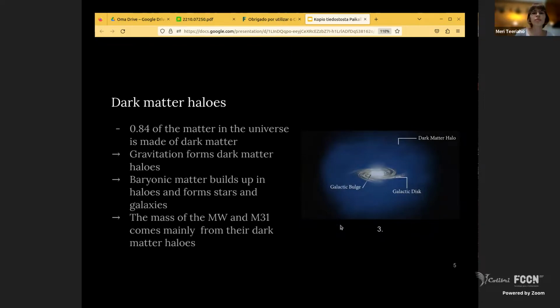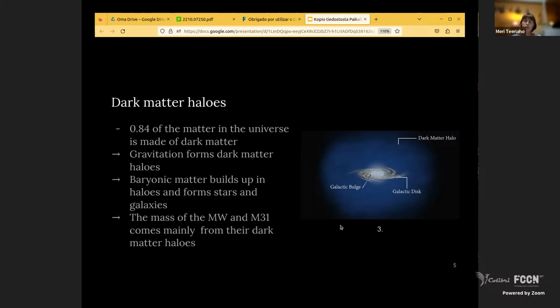Then some things about dark matter halos. So you probably know that 84% of the matter in the universe is made of dark matter. After the Big Bang, when the dark matter was created, it started to form dark matter halos by gravitation. Dark matter halos are areas that have a lot of dark matter. And the baryonic matter, the kind of normal matter, followed that dark matter to those halos and started to form stars and galaxies there.